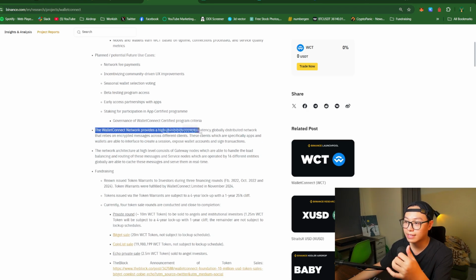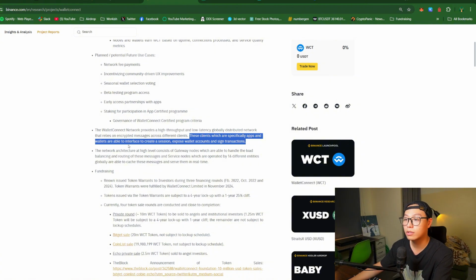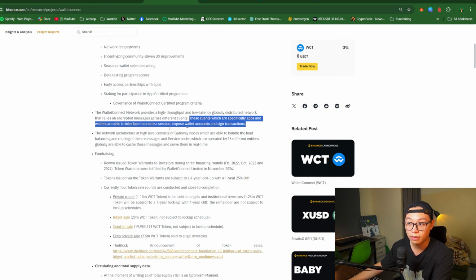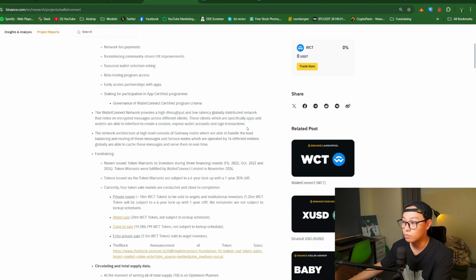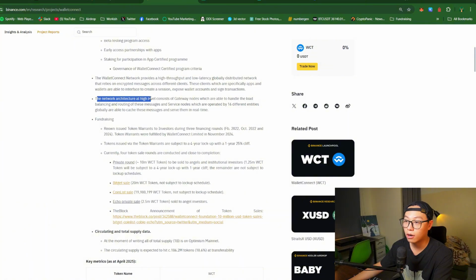The WalletConnect network provides a high throughput and low latency global distributed network that relies on encrypted messages across different clients. So yeah, they need a decentralized network to protect our data and whatnot. These clients, which are specifically apps and wallets, are able to interface to create a session, expose wallet accounts, and sign transactions privately, of course. The network architecture at high level consists of gateway nodes, which handle the load balancing and routing of these messages, and service nodes, which are operated by 16 different entities globally, and are able to take these messages and serve them in real time. Okay, so again, it's all about the node operating thing.